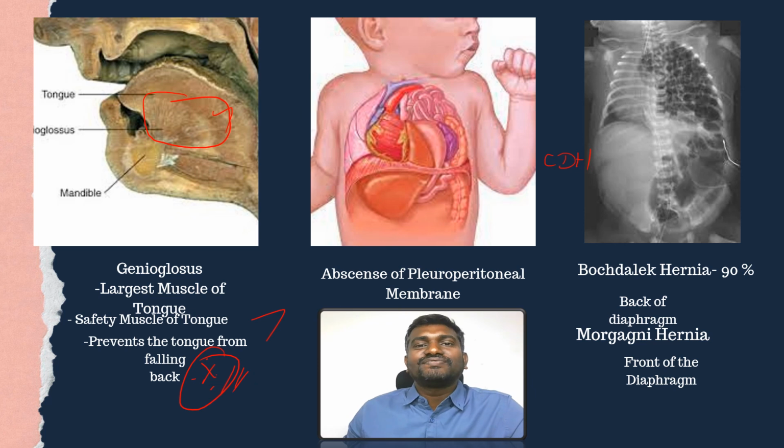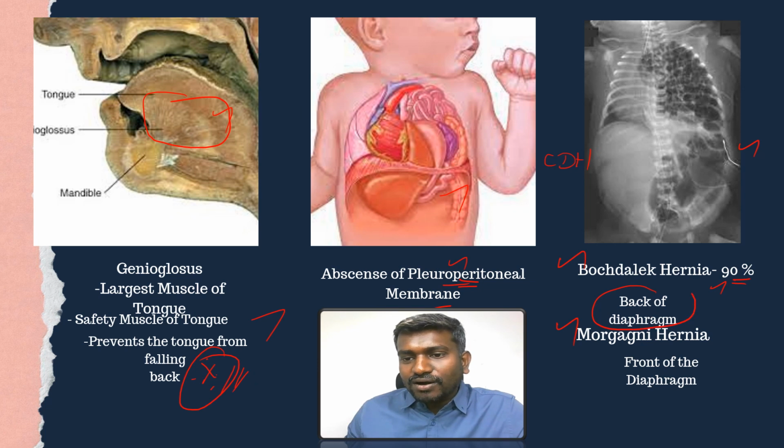And the image over here, this is going to be CDH, congenital diaphragmatic hernia. Now it is due to the absence of the pleuroperitoneal membrane. Remember, due to the absence of the pleuroperitoneal membrane, and this is going to be the radiological image for CDH. It is further classified into two types: Bochdalek hernia and Morgagni hernia. Remember, Bochdalek is the most common, about 90%, and it is at the back of the diaphragm, whereas Morgagni is a hole at the front of the diaphragm.